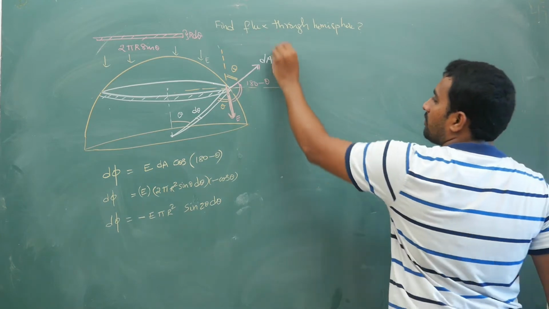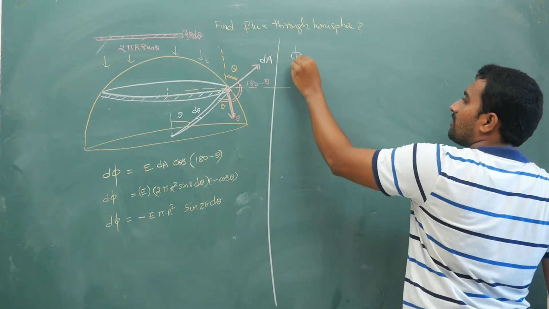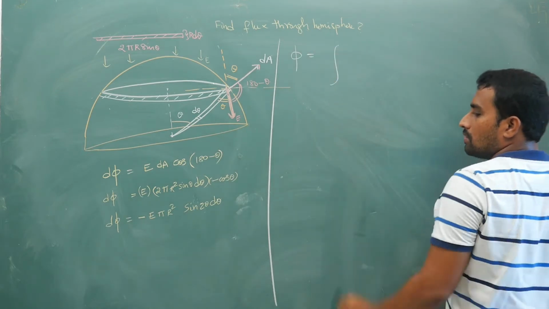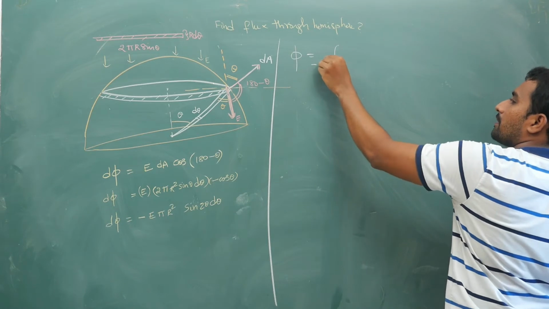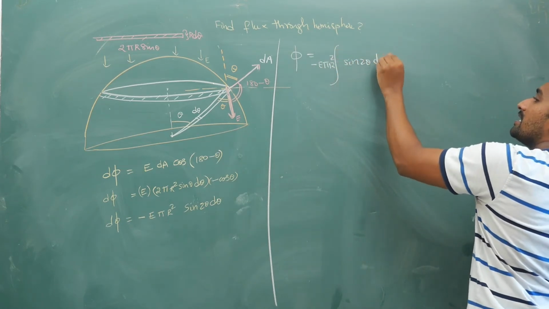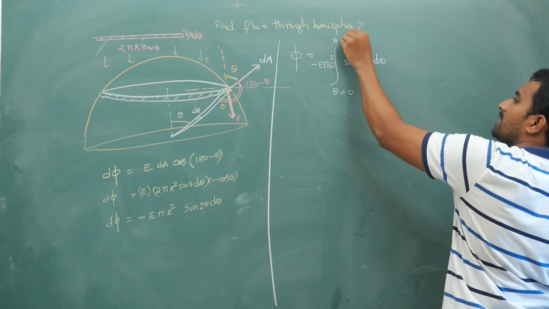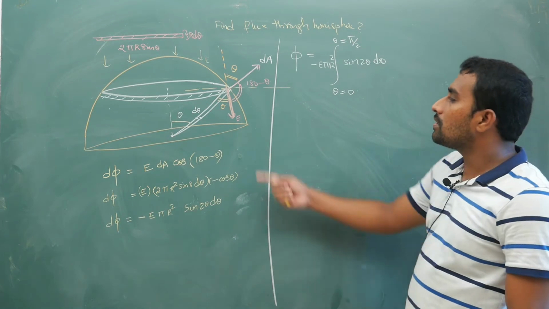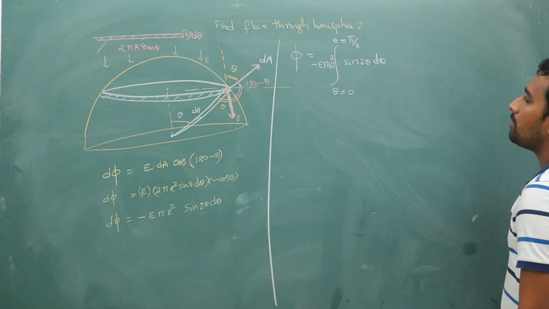If I continue further, I will get total flux phi equal to the integral of d phi, so minus E pi r square times the integral of sin 2 theta d theta from theta equal to 0 to theta equal to 90 degrees. If theta is 0, this ring will be on the top. If theta is 90, the ring comes to the bottom part.